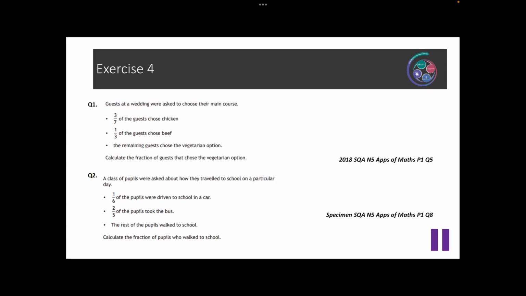So for exercise 4, you're going to work through these 2 questions that are quite similar to the one we've just done. The first one's from the 2018 past paper and the other is from the specimen paper. And we're going to focus on those numeracy skills of being able to add and subtract fractions, making sure that you're getting a common denominator. So that's our important thing to remember with adding and taking away fractions. So pause the video, try the questions, and then resume the video when you're ready to check your answers.